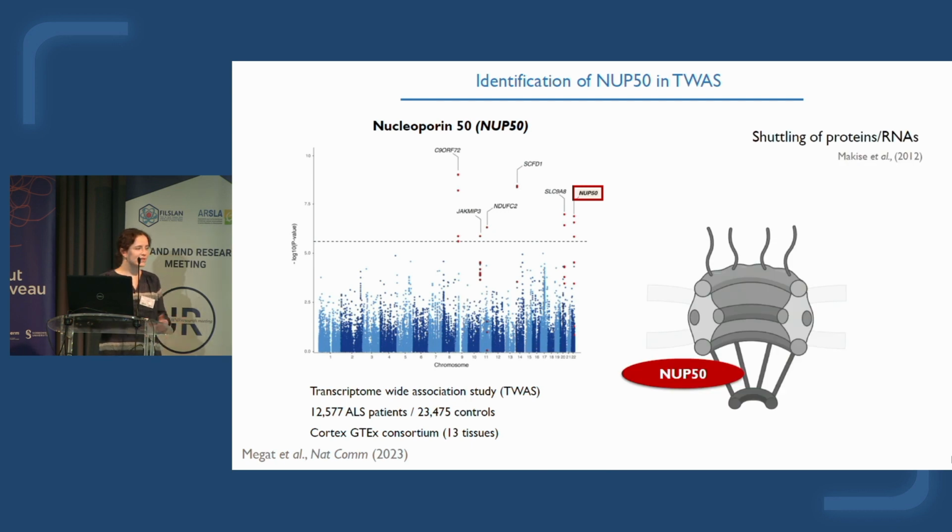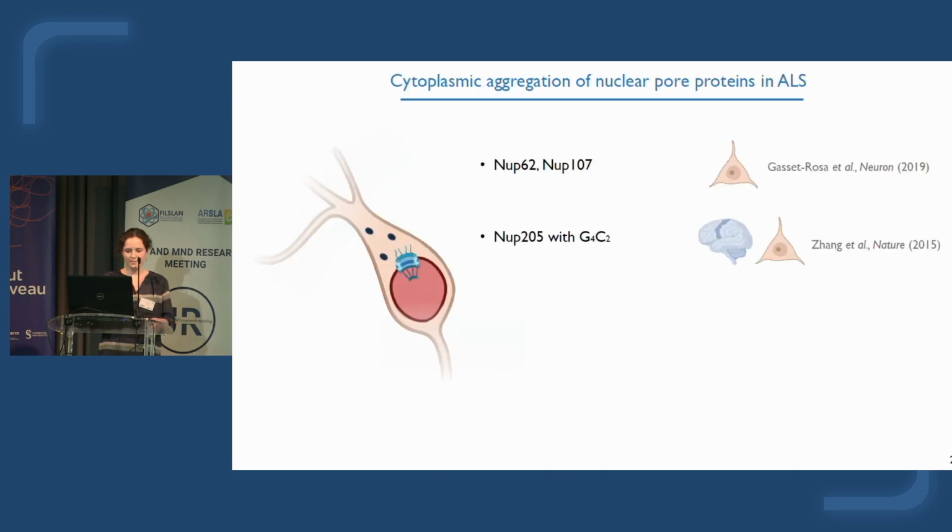And what is NUP50? It's one of the many nucleoporins that form the nuclear pore complex, which is essentially a channel in the nuclear envelope between the nucleus and the cytoplasm that is involved in the shuttling of proteins and RNAs between these two compartments. And this is interesting to us as it is a function that is suspected to be affected in ALS. As you know, there is the cytoplasmic mislocalization of normally nuclear proteins such as TDP43 and FUS.